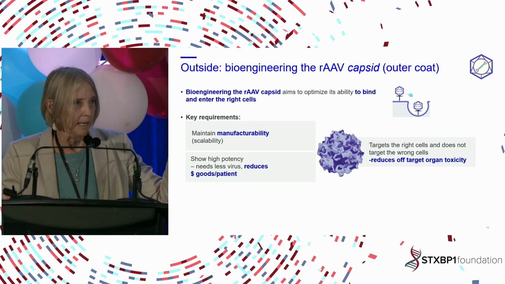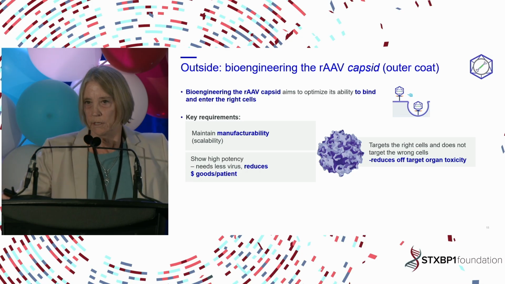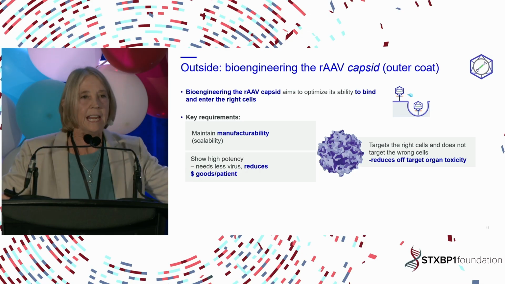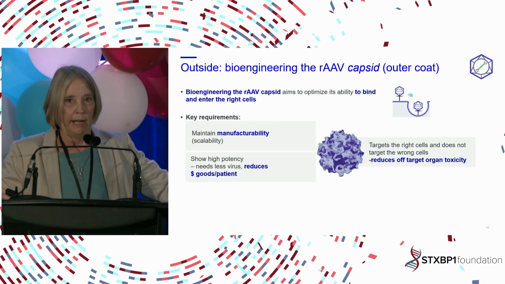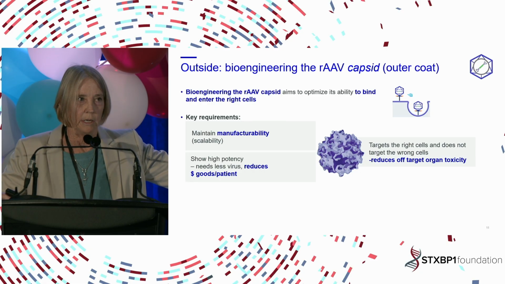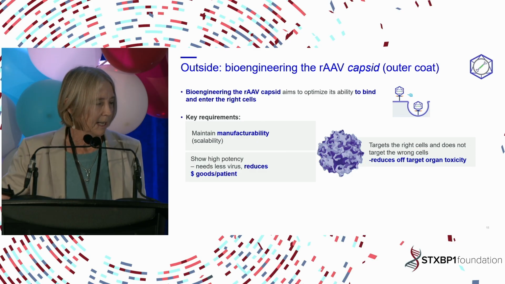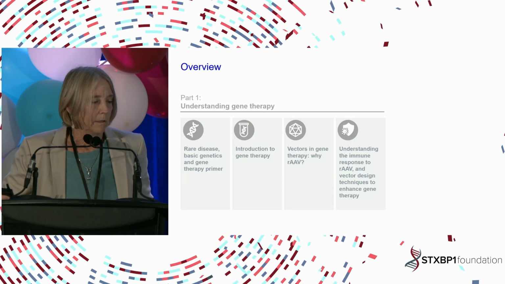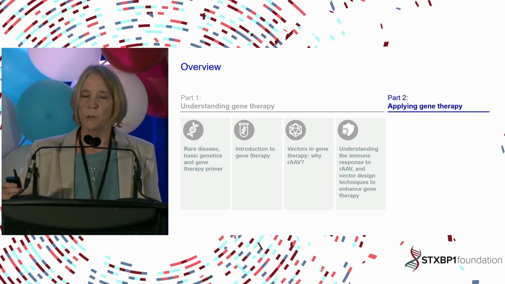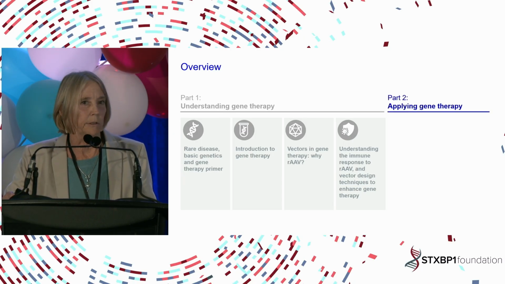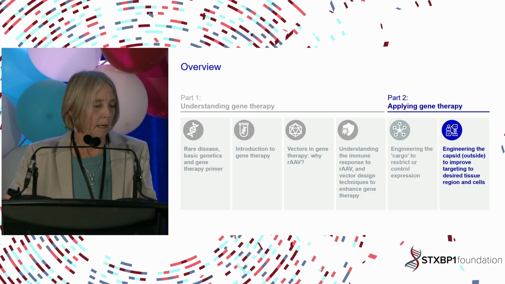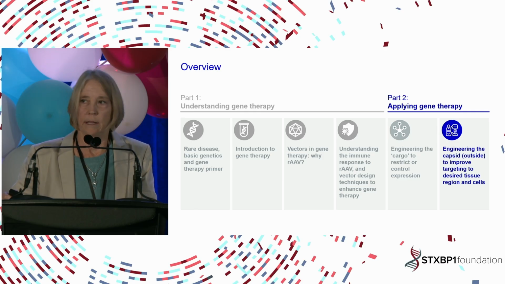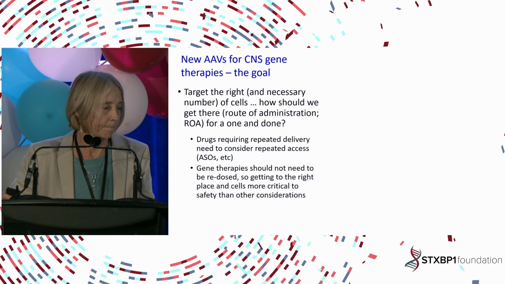You heard Eric say that the amount being infused is the number of stars in our galaxy. We don't need that, and that's because half of it doesn't get to where it needs to go, and the other half doesn't bind to the cells we want it to. It's more than half if you think about that great big number he showed. So I'm going to show you a couple examples where we've applied this bioengineering to several clinical problems, where we've engineered the outside of the capsid to improve our targeting.